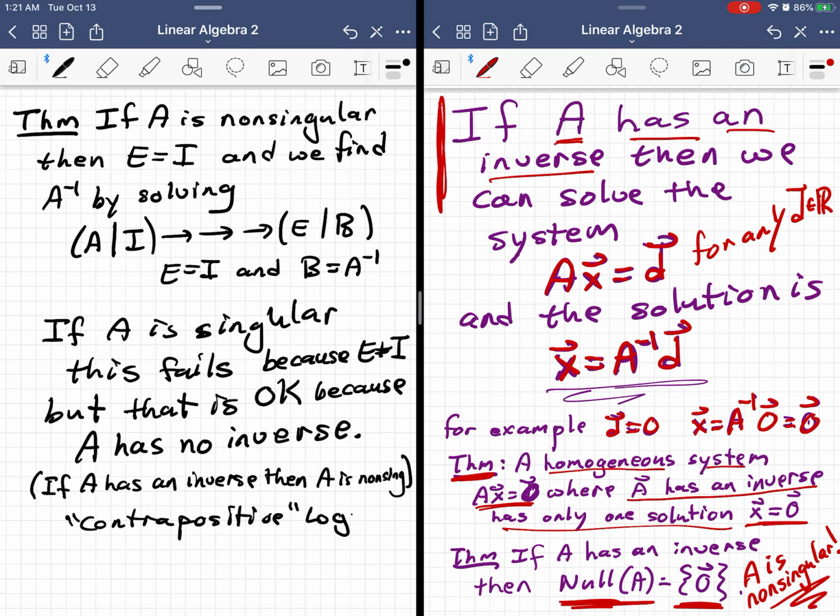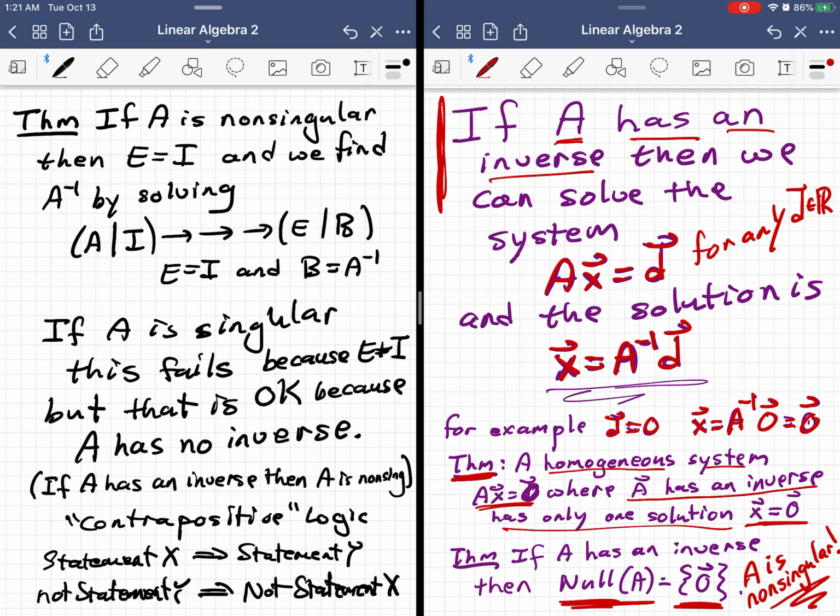In logic, it says that if you have a statement, statement X implies statement Y, then not statement Y implies not statement X. Okay, so we have basically this fact here, this theorem we've actually proven, and the work on the right is essentially the proof of this.